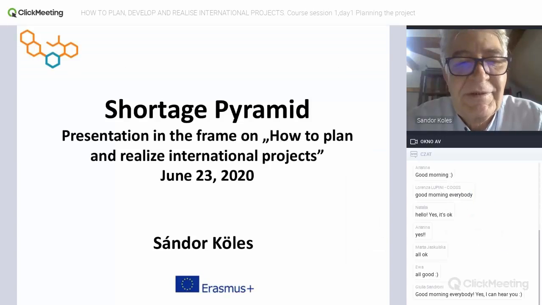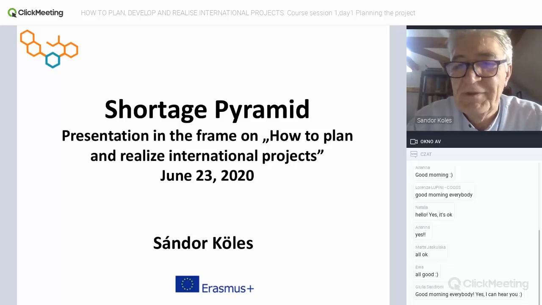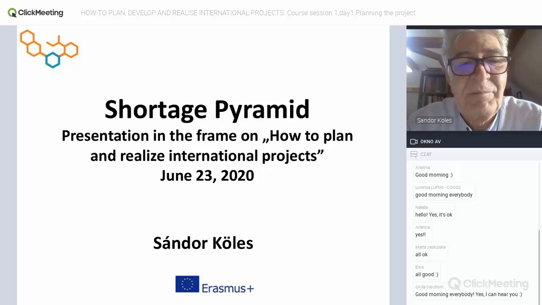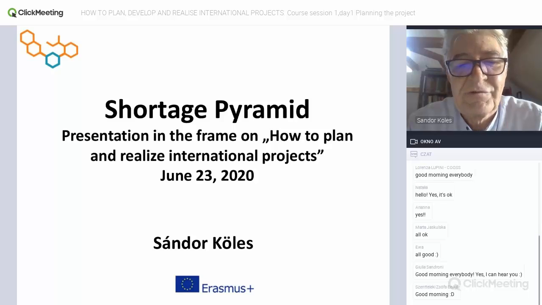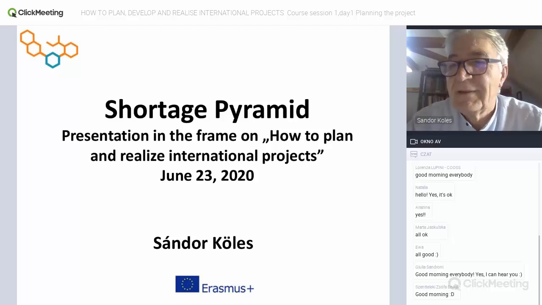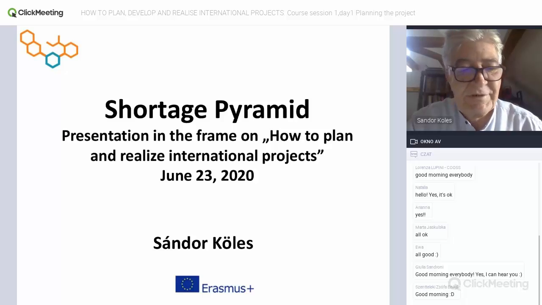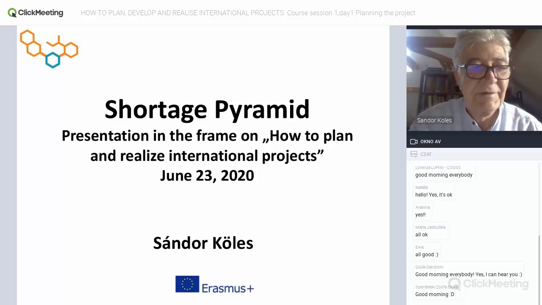Working with local communities, working with international projects, cross-border cooperation projects, and I try to present a summary of these things. It's called the shortage pyramid. I think it's important to mention that it's a very important ingredient for successful cooperation to take into consideration the different elements and layers of this pyramid. And the first slide is about the structure of the pyramid.